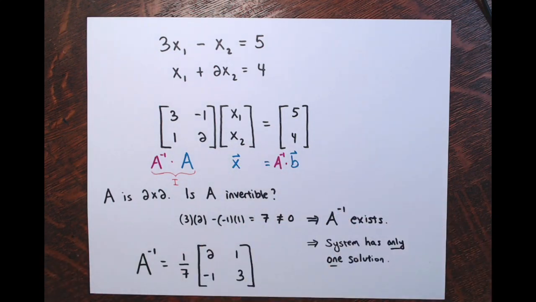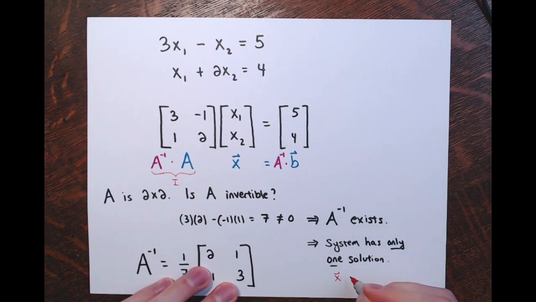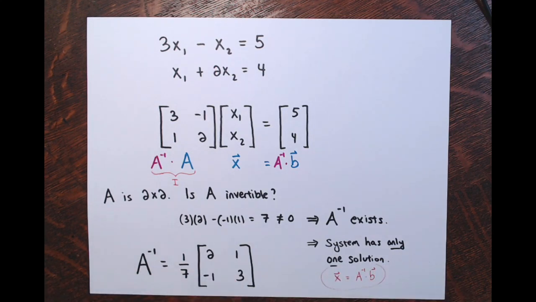And that's what they were saying earlier. This system has only one solution. The variables will be equal to whatever A inverse times B is. And let's figure that out on the next page.